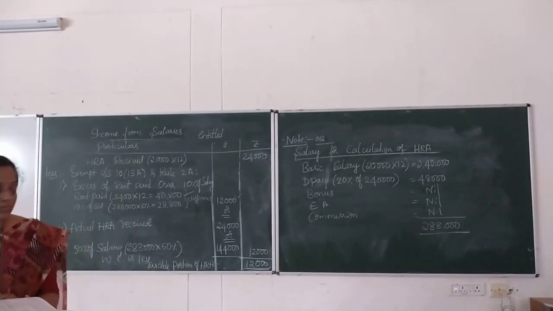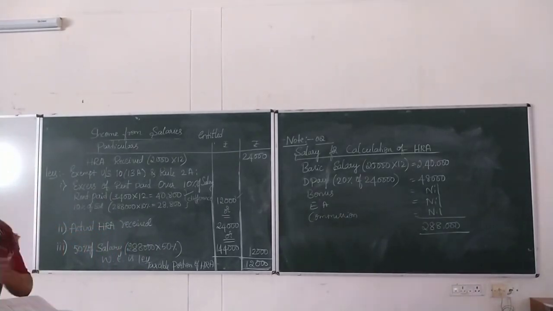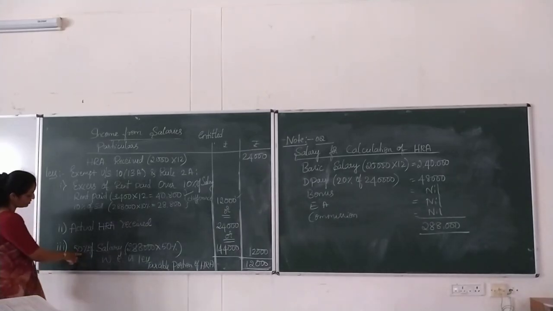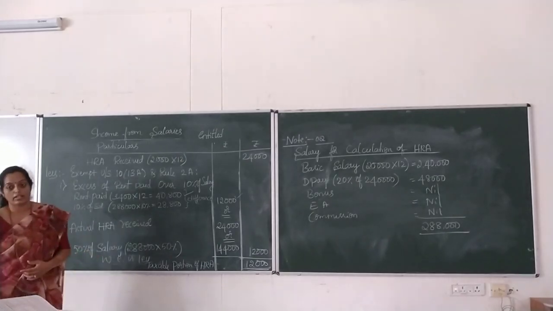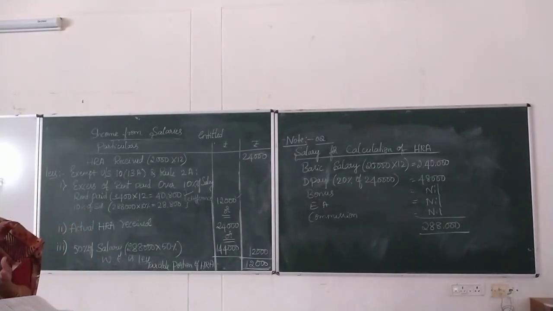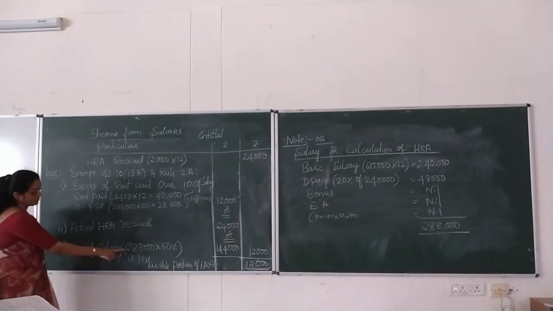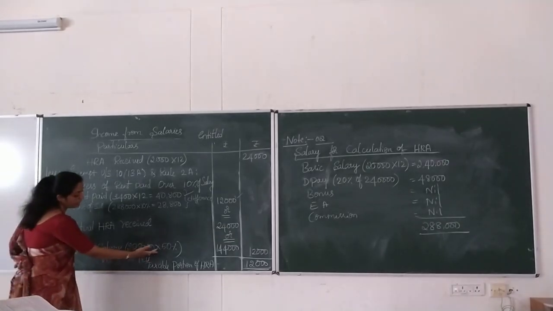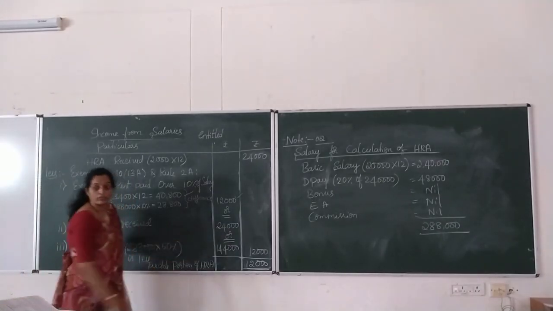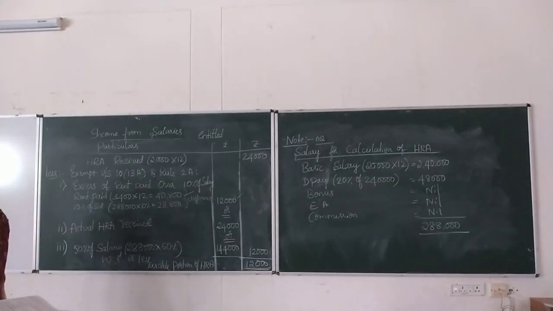The third point is 50% of salary if the house is situated at Delhi. In this case, the house is situated at Delhi. If Delhi, Mumbai, Chennai or Calcutta, the 4 metropolitan cities, are given, then we should take 50% of salary. So salary is 2,88,000 into 50%, 1,44,000. Getting right? If it is not situated in these 4 places, then we should take 40%.